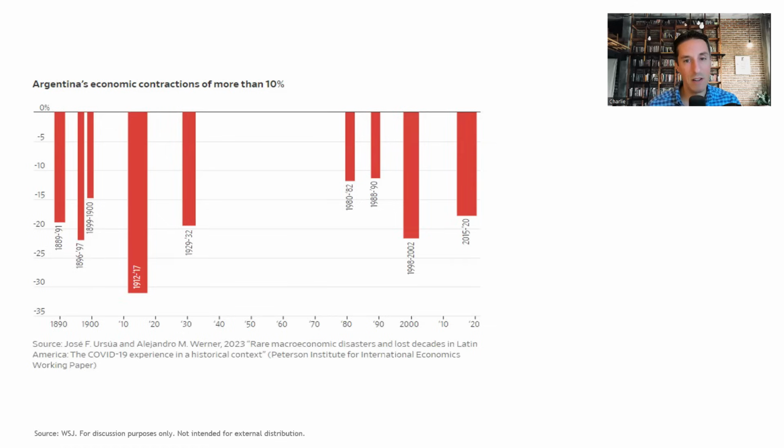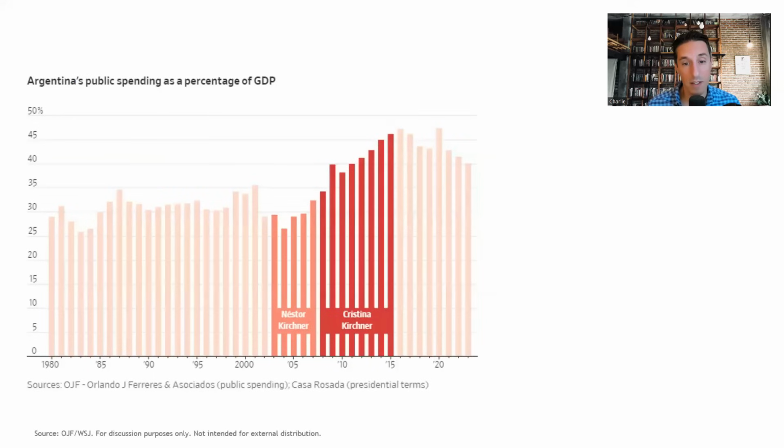And what Javier Milei has promised is to try to change things, shake things up. As we talked about a few weeks ago, he wants to dollarize the economy, so shift to the US dollar as the primary currency for the Argentinian economy. He wants to cut government spending significantly, with public spending as a percentage of GDP above 40%, which is relatively high if we're looking at Argentina versus other countries.